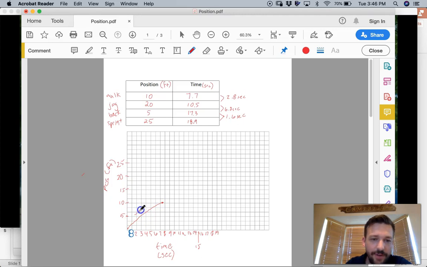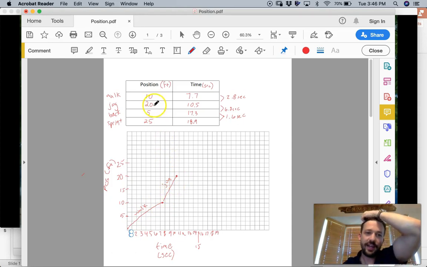Now what do you think the next one, the jog, how is it going to look on the graph? Do you think it'll be less steep or more steep or about the same? What do you think is going to happen here? Okay, and I will do that as you think about it. It's a position of 20 in 10.5. So we go to 10.5, which is right there, and we go all the way up to 20, which is right there. And that's my jog. Okay, so it looks like when you move faster, the line will be steeper, correct?